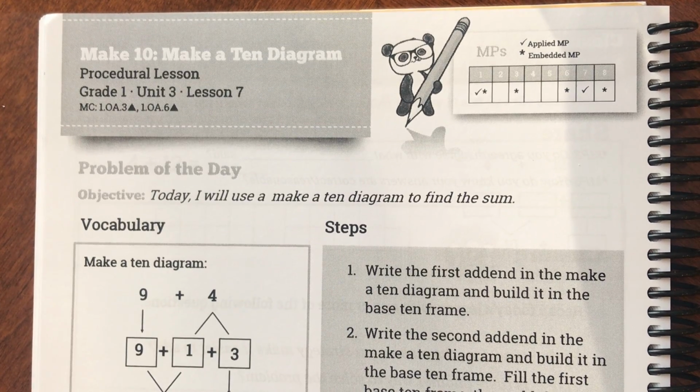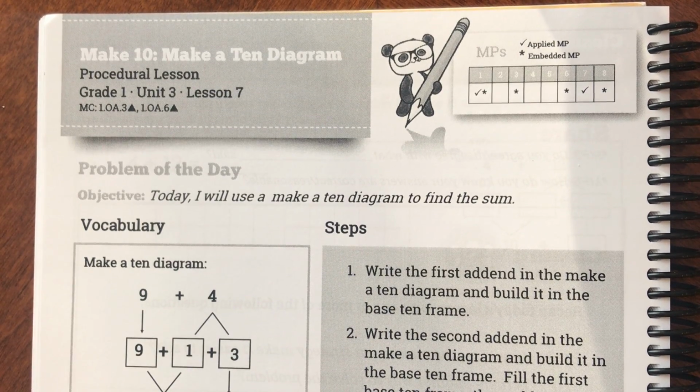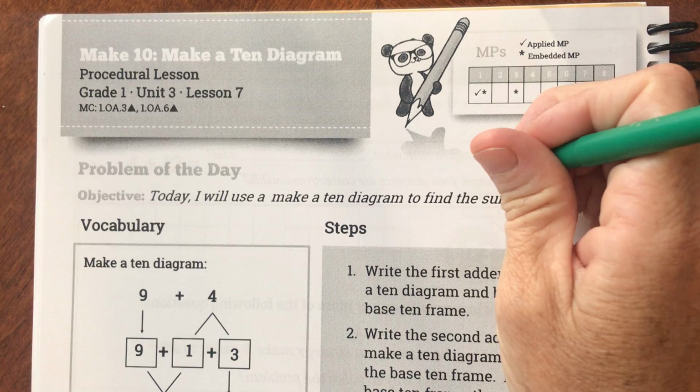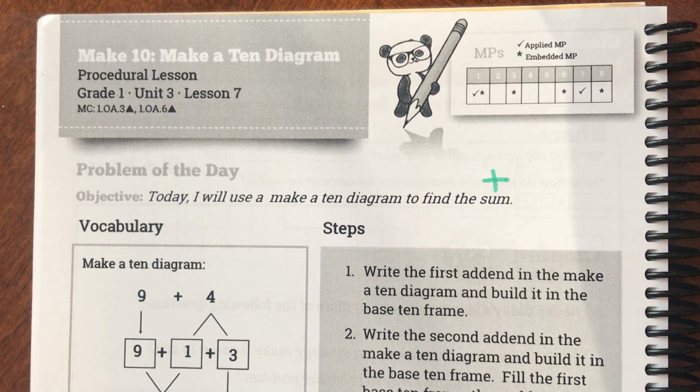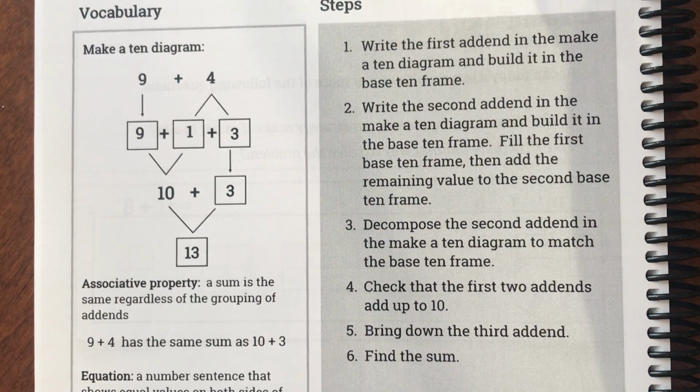Good morning, first graders. Today we are on page 179 of your student journal, page 179. And our objective is, today I will use a make a 10 diagram to find the sum. So we did one of these in our last lesson, these make a 10 diagrams. And to find the sum, remember sum means the answer to an addition problem. So let's look at our make a 10 diagram to remind us.